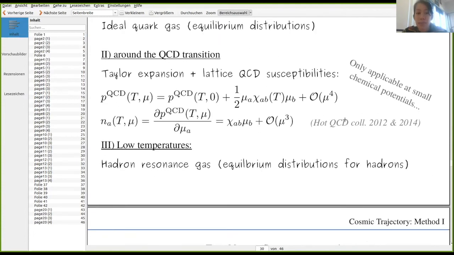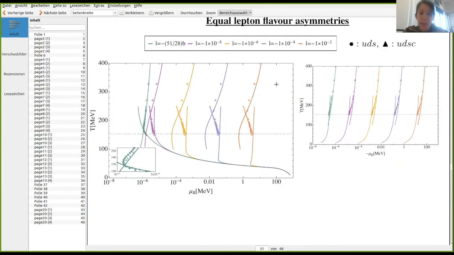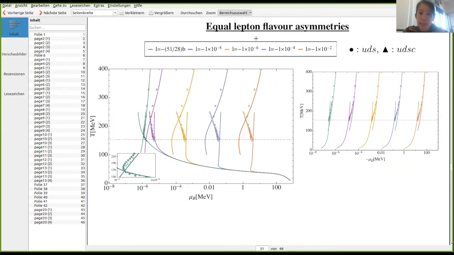But of course I have to say here the Taylor expansion somewhat restricts the applicability of these QCD susceptibilities to relatively small chemical potentials. I will later comment on this a bit more. And now I'm just showing you the results.